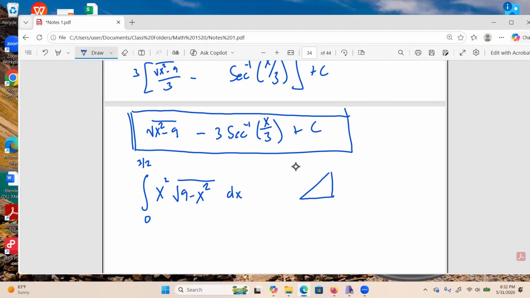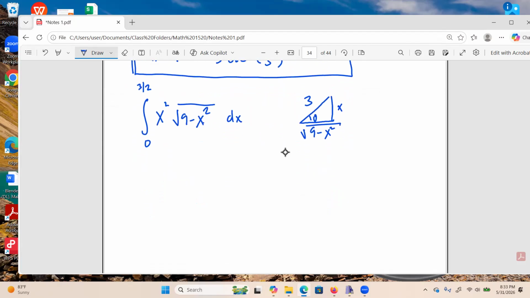So in this case, we have a constant minus an x squared. We're going to make our hypotenuse equal to 3. 3 squared would be 9. And we're going to pick this piece here to be our x. And then we have our 9 minus x squared sitting here. And we'll say that's theta. Okay, so here we're going to be able to say something clever. We're going to say that sine of theta is equal to x over 3. That's a semicolon. X is equal to 3 sine theta.